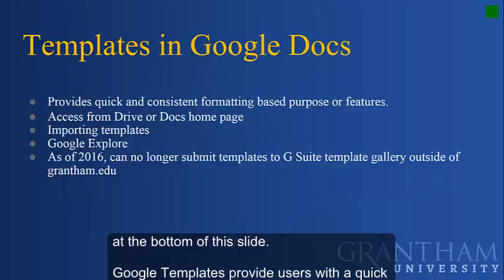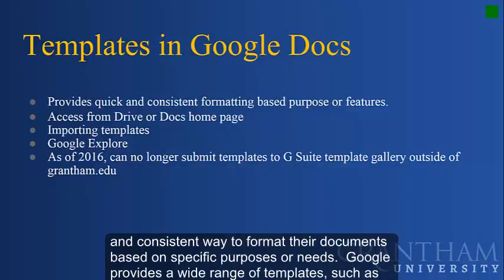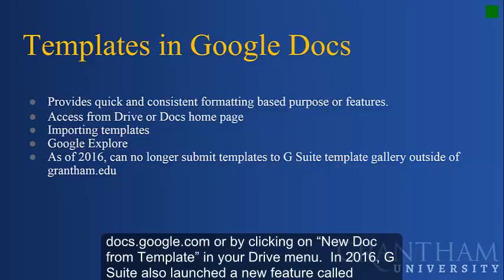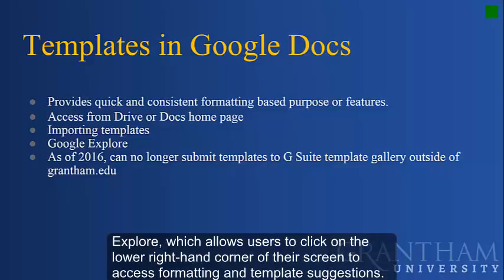Google Templates provide users with a quick and consistent way to format their documents based on specific purposes or needs. Google provides a wide range of templates, such as resumes, business plans, and research reports. You can browse and apply templates through opening the homepage of docs.google.com or by clicking on New Doc from Template in your Drive menu. In 2016, G Suite also launched a new feature called Explore, which allows users to click on the lower right-hand corner of their screen to access formatting and template suggestions.